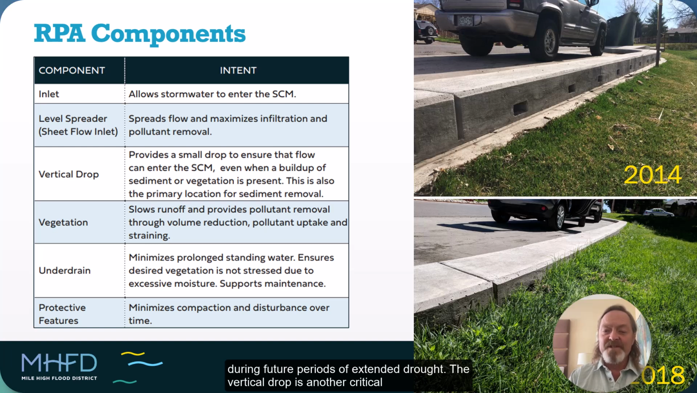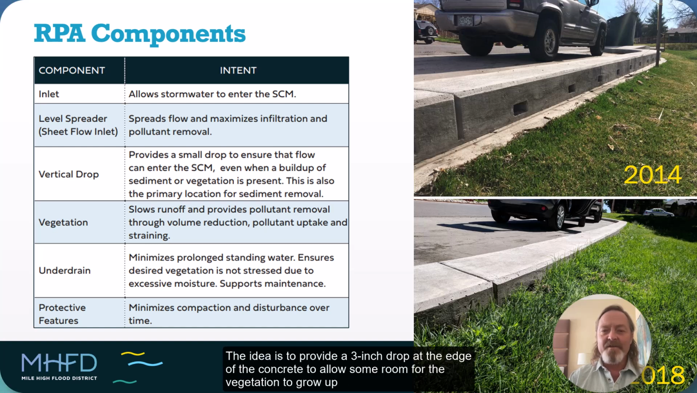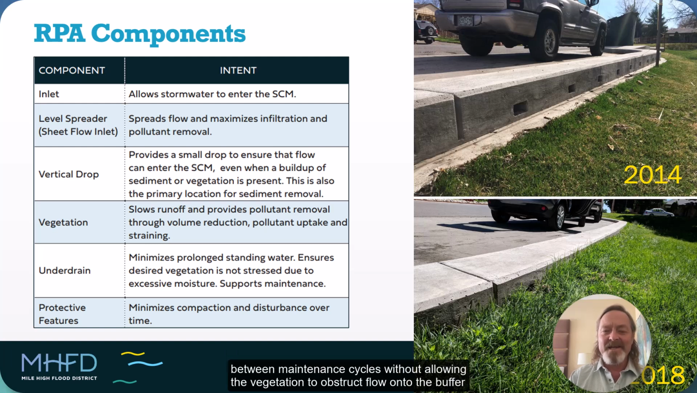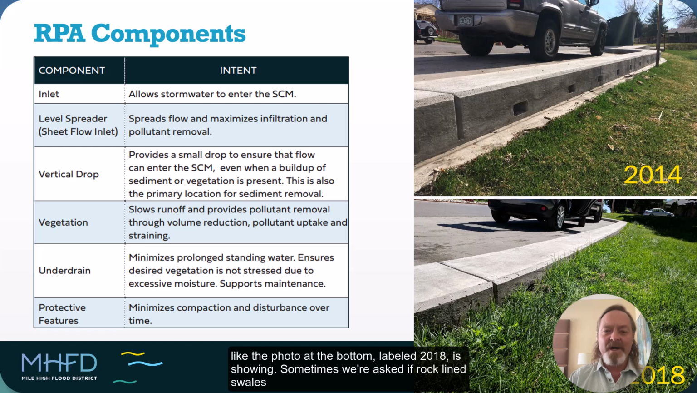The vertical drop is another critical component of an RPA, and that's illustrated by the photographs on the right-hand side. The idea is to provide a 3-inch drop at the edge of the concrete to allow some room for the vegetation to grow up between maintenance cycles without allowing the vegetation to obstruct flow onto the buffer, like the photo at the bottom labeled 2018 is showing.